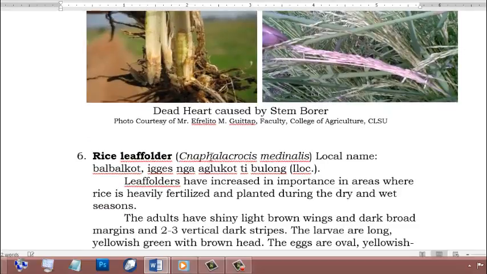Now, number 6, we have the rice leaf folder. The local name is balbalkot igus nga aglokot tibulong.